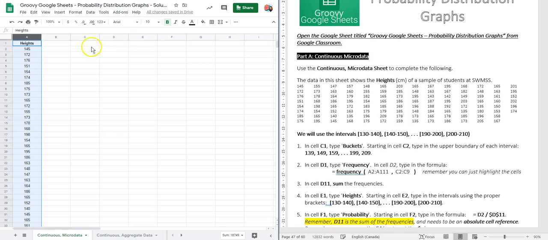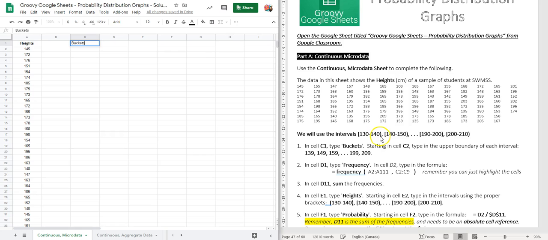So in cell C1, we're going to type in buckets. And your buckets is basically the same as your intervals. And then starting in cell C2, what we're going to do is type in the upper boundary of each interval. So our upper boundary is 140, 150, 160, 170. However, because we're not including 140, what we're actually going to do is instead type in 139.